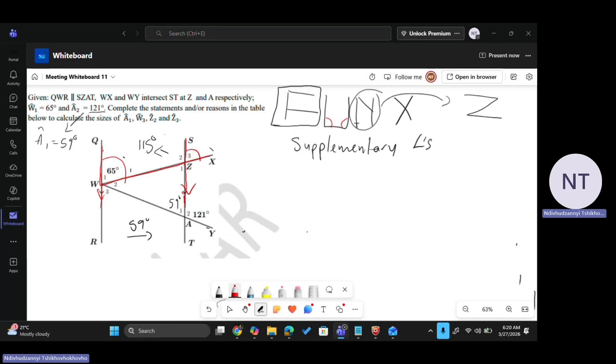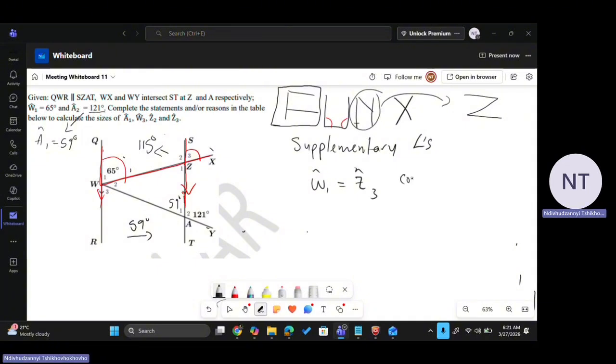Right? So you can see there are multiple ways to solve a question as long as you are within the rules that are made for you. So we're going to say W1 is equal to Z3.